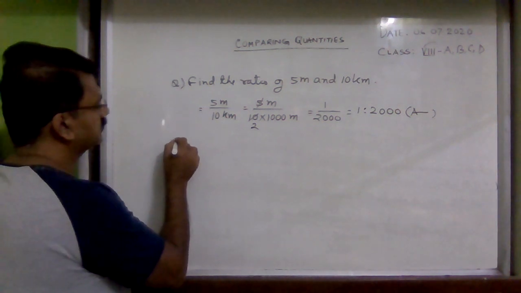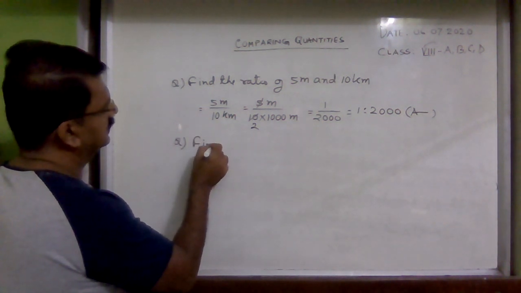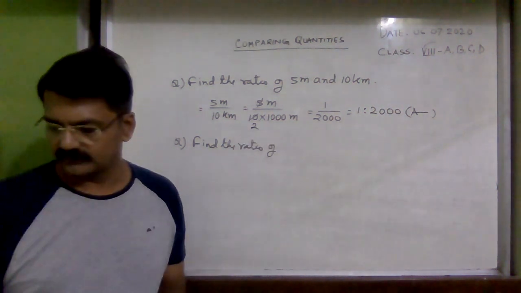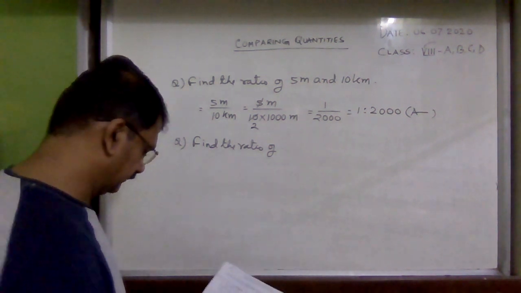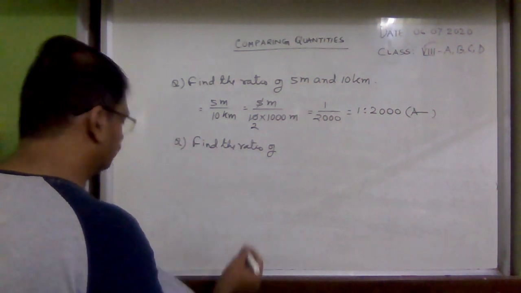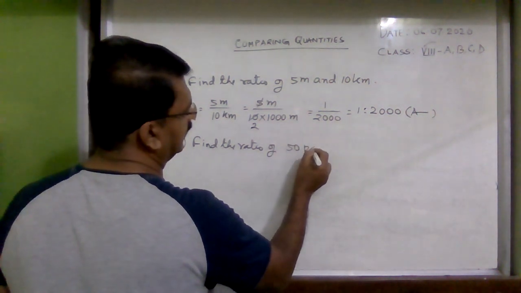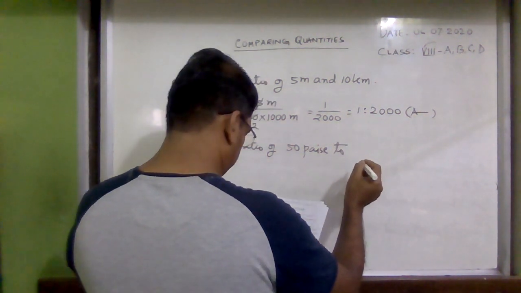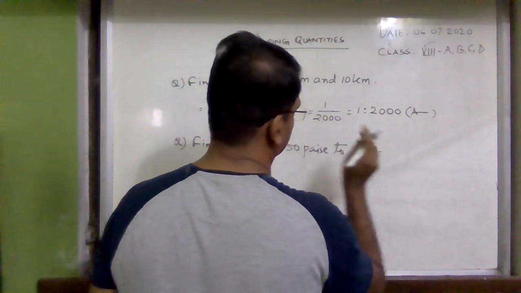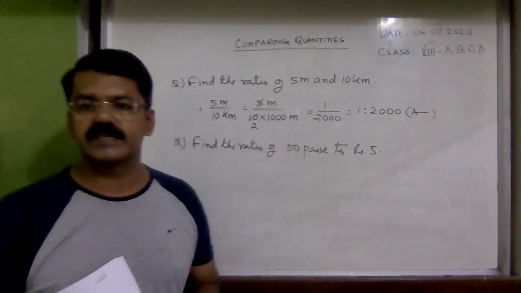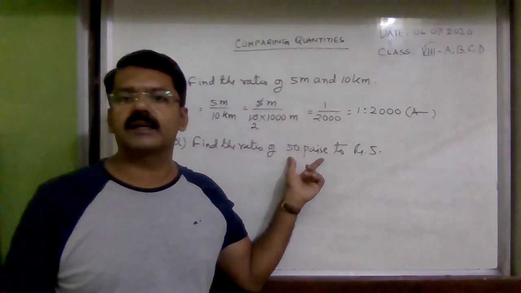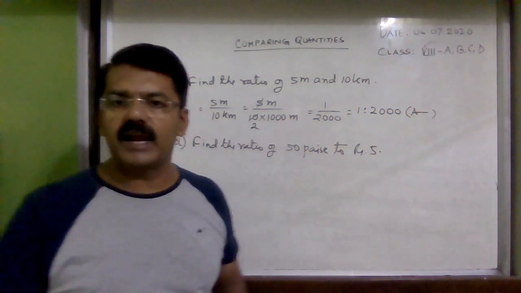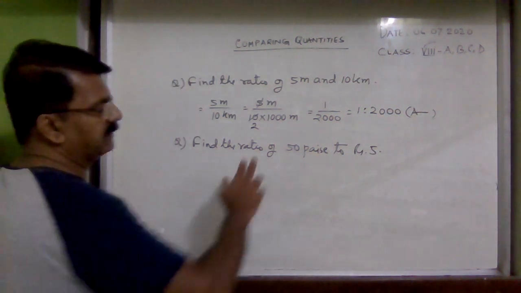Next question. Find the ratio of 50 paise to ₹5. Once again, you can see the units are not same. In the first part, the unit is paise. In the second part, it is rupees. So we have to change the units and make the units same in both the quantities.